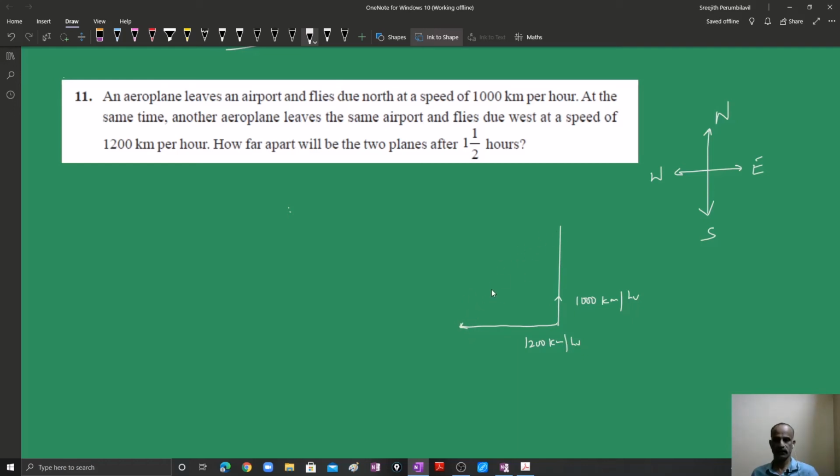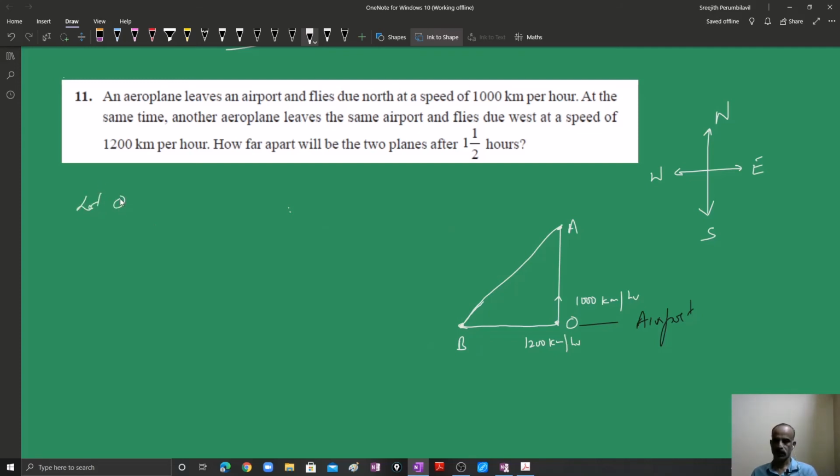How far apart will be the planes after 1.5 hours? Let the original position be O, this is A, this is B. Let O be the initial starting point, the airport. They leave at the same time, and these are the positions after 1.5 hours. So how far are they after 1.5 hours? That means we need to find the distance AB.